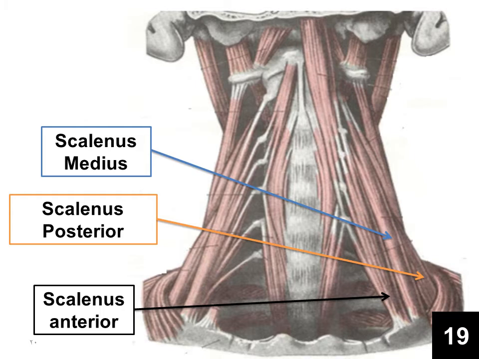Here the lateral prevertebral muscles you can see: posteriorly indicated by the orange color arrow the scalenus posterior, the scalenus medius in the middle indicated by the blue color arrow, and anteriorly the scalenus anterior indicated by the black arrow. Don't forget the relations of scalenus anterior are very important, because this muscle is the key of the root of the neck.